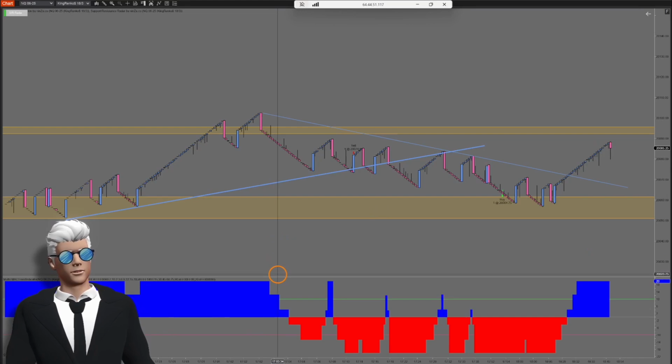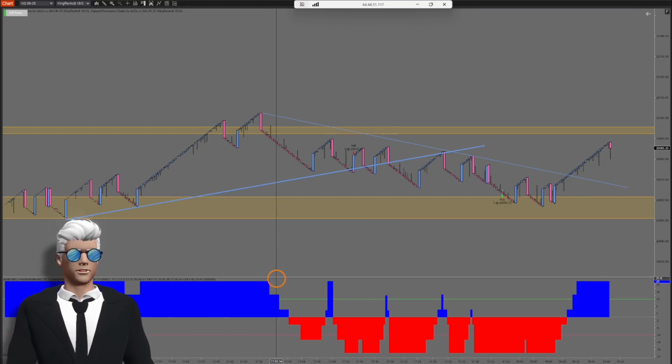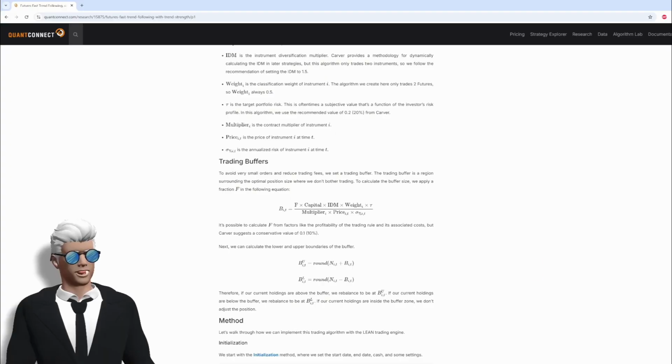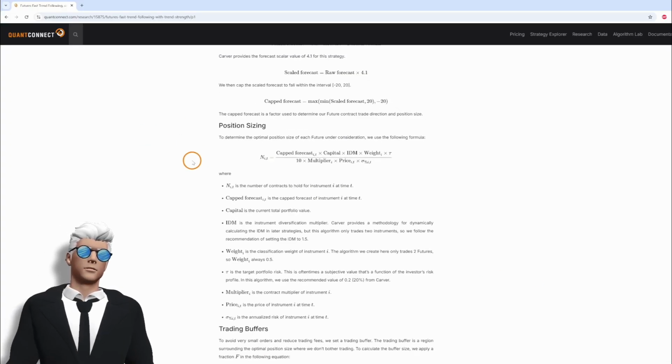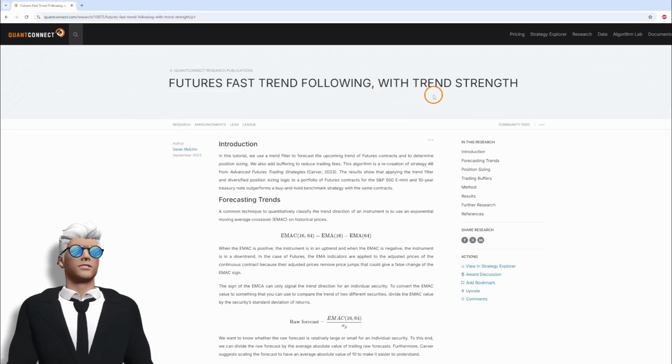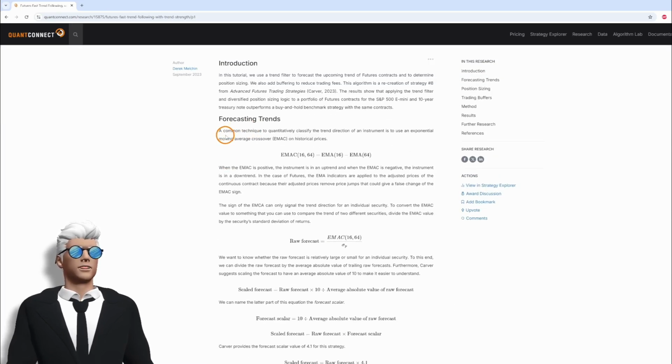Today I want to introduce to you this new indicator that I made. It's a trend forecasting indicator. I know, I notice how I didn't say trend following, it's trend forecasting. The reason why I say this is because this indicator is based off of a strategy that I found on QuantConnect. It's a futures fast trend following with trend strength, and it's about forecasting trends.